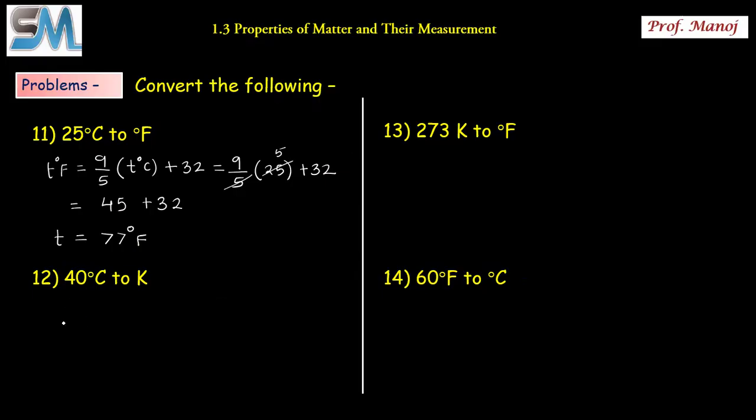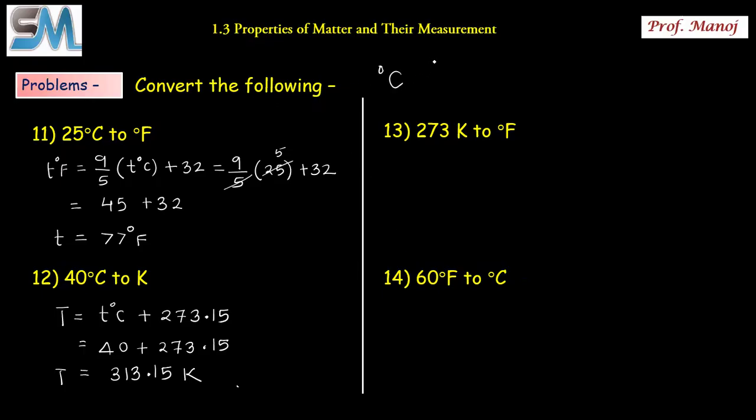Temperature in Celsius to be converted into Kelvin. So temperature in Kelvin is temperature in Celsius plus 273.15. So it's 40 degrees Celsius plus 273.15. So it's going to be how much? 313.15 Kelvin. I think by now you must have seen that we write Celsius with degree, Fahrenheit with degree, but Kelvin is only Kelvin, not degree. Degree Kelvin is a wrong thing.